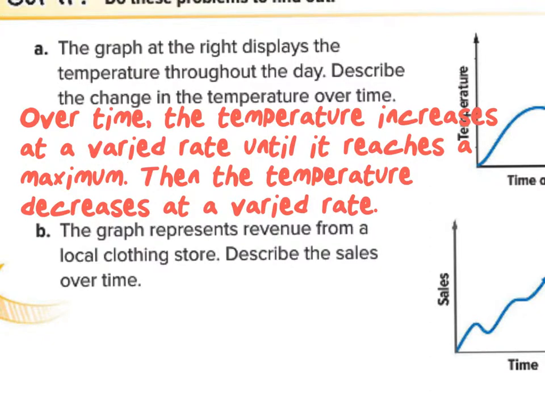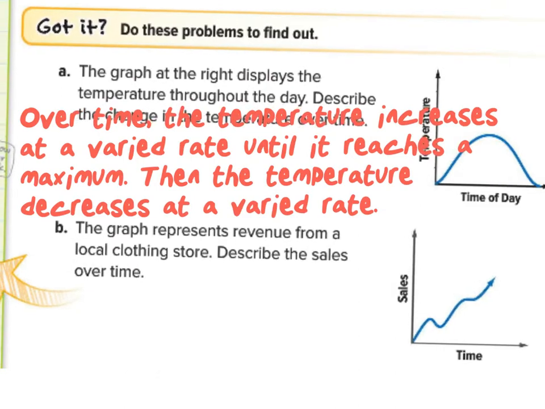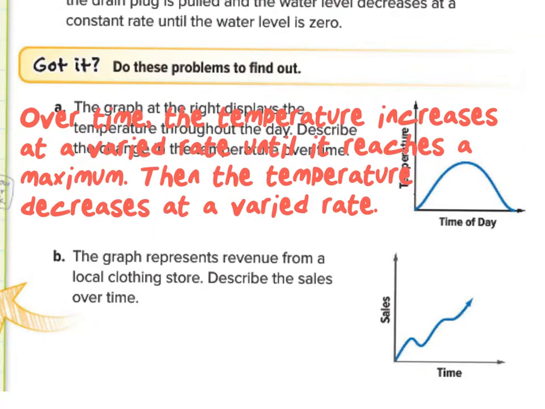I would say that over time, the temperature increases at a varied rate until it reaches a maximum. Then the temperature decreases at a varied rate. And the reason I'm saying varied is because it is changing. As you can see, it's not a straight line. Very much what we did when we were drawing parabolas and nonlinear functions. We would make a curved line, okay, to join it and show a gradual transition from change to change.